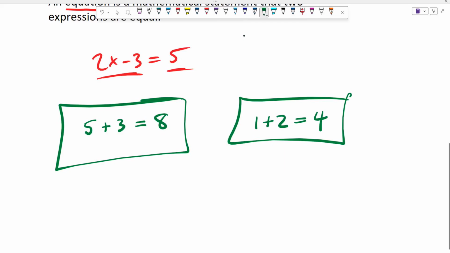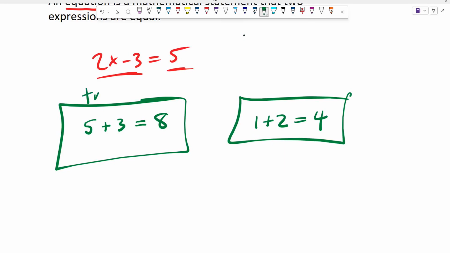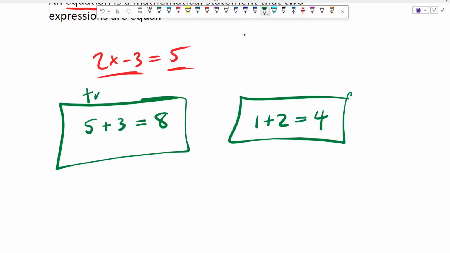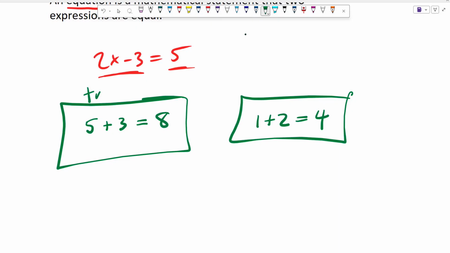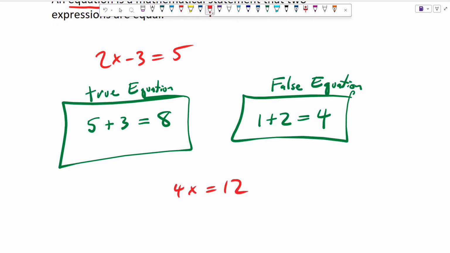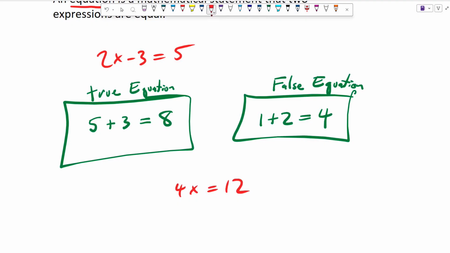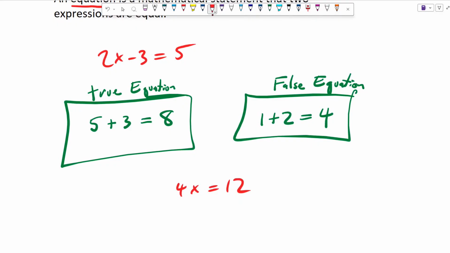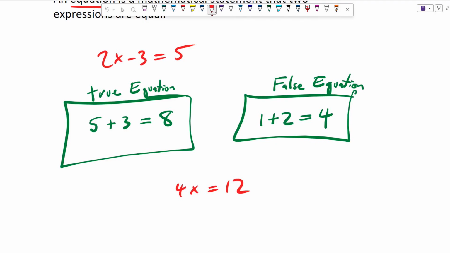And is the statement true? Yeah, this is called a true equation. This is called a false equation. Is this equation true, false, or neither? It depends on what the value of x is. If x is 3, it would be a true equation. If x is any other number, it would be a false equation. So this is neither true nor false. This is called an open equation.